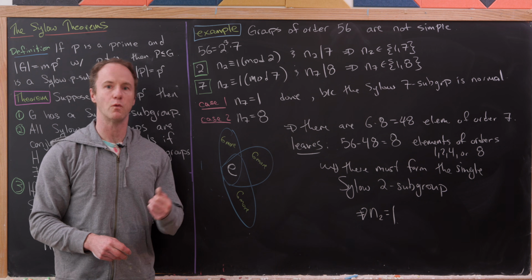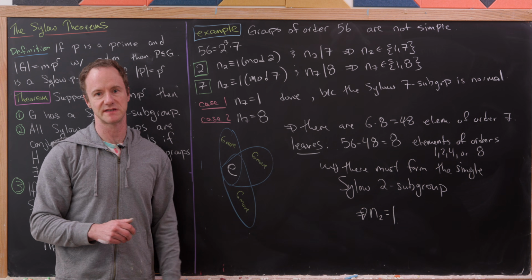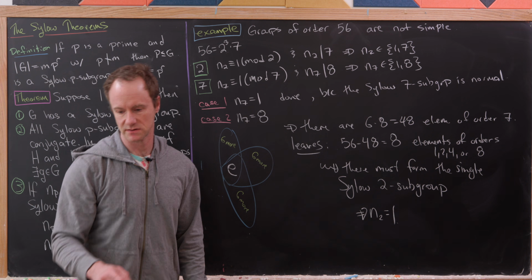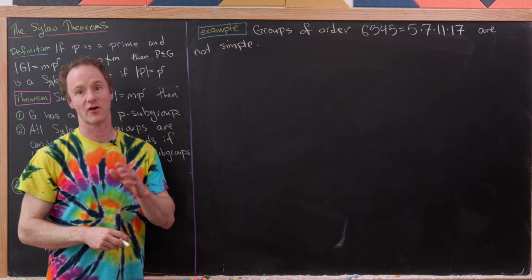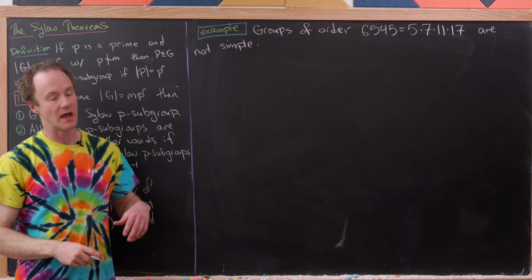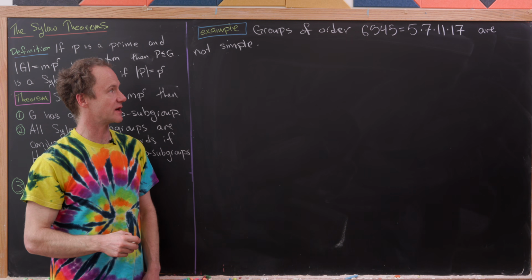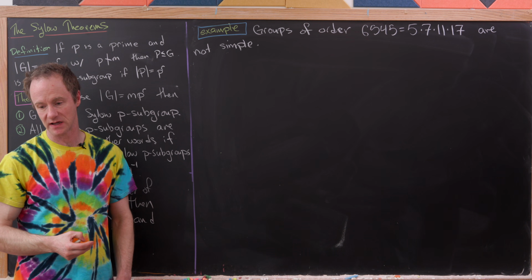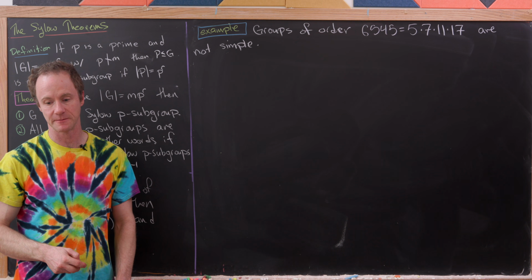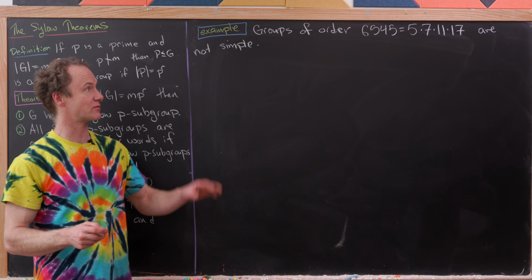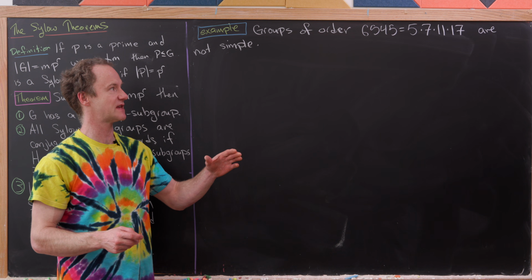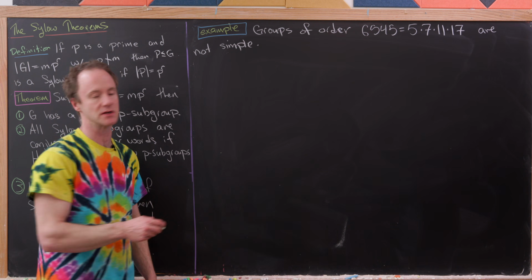Okay, so let's see one more technique for showing groups aren't simple, and then I'll leave you with some exercises. Next up, let's show that groups of order 6,545 are not simple. And well, the factorization here is 5 times 7 times 11 times 17. Okay, so let's look at the number of each type of Sylow subgroup. Notice that we've got Sylow 5, 7, 11, and 17 to look at.